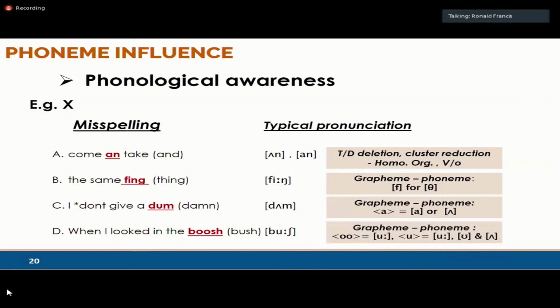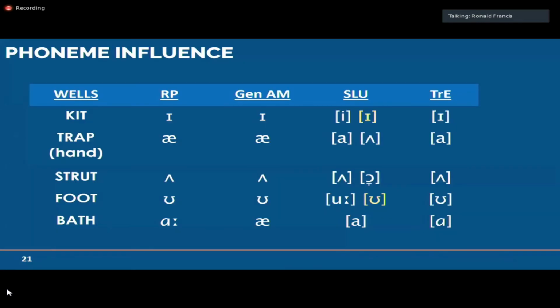So because of that, the student has selected a grapheme, or double O, which more commonly represents the long oo tense vowel in that case. So we got a lot of that in the writing as well. So "when I look in the bush" instead of "when I look in the bush," for example.